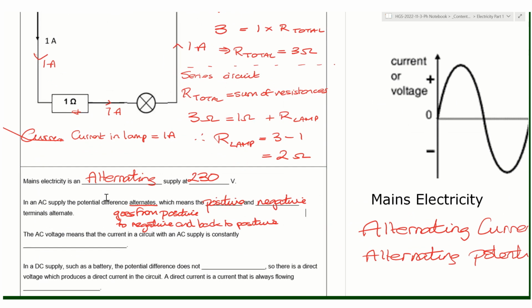This AC voltage means that the current in a circuit with AC supply is constantly changing direction. The electrons are flowing one way around the circuit, and then they're flowing the opposite way around the circuit. In a DC supply, the potential difference does not alternate. So there is direct voltage, which produces a direct current, and a direct current is a current that's always flowing in one direction, clockwise or anti-clockwise.